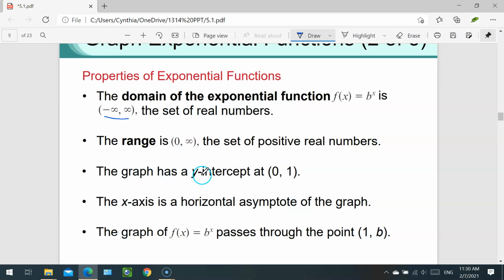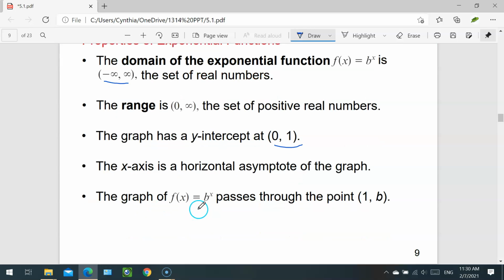The graph has a y-intercept at 0, 1. The x-axis is a horizontal asymptote of the graph, and that's the reason why the graph never goes below the x-axis. The graph always passes through 1, b.